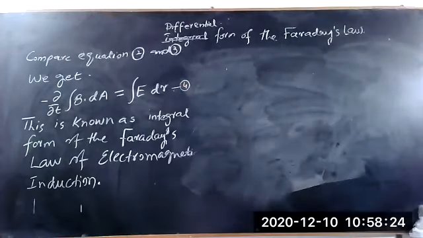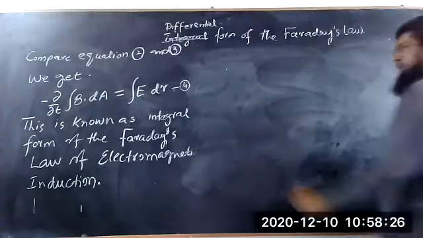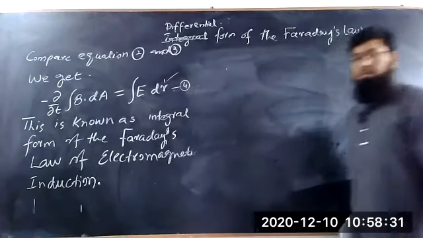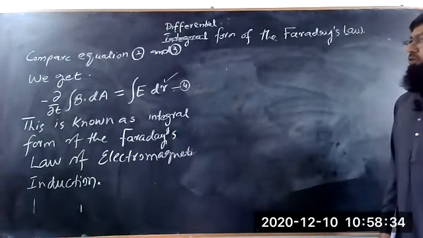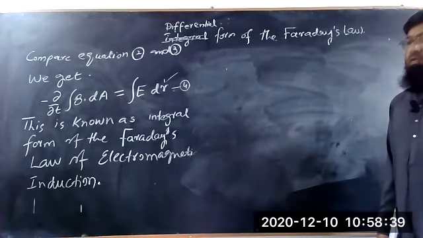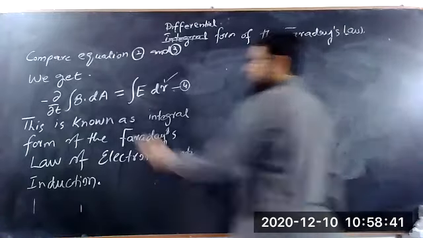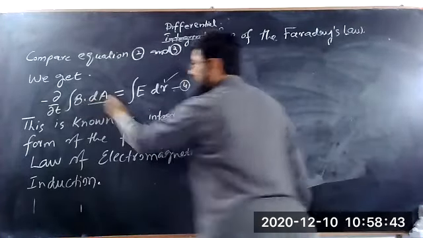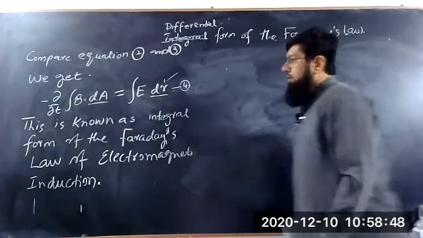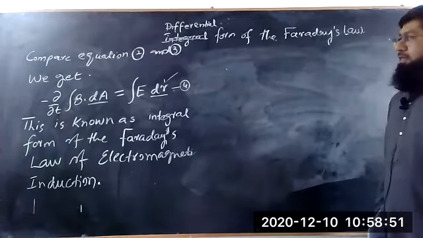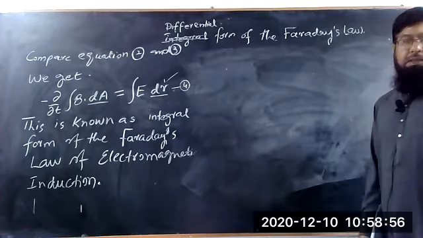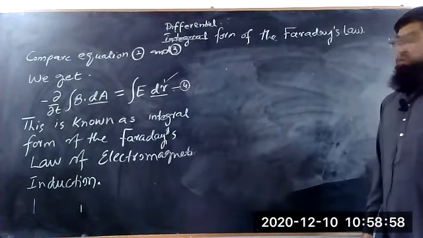Now from equation number 4, if we look at this line integral, this is a one dimensional integral, and a one dimensional integral is known as a line integral. This line integral can be converted into a surface integral, because on this side we have the surface integral and here the line integral. It can be converted by taking the curl of the equation.